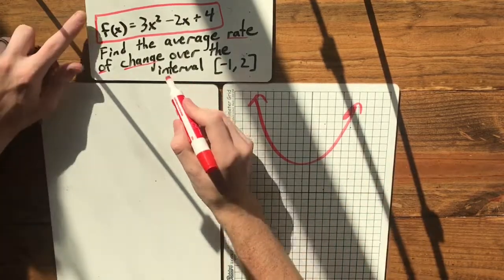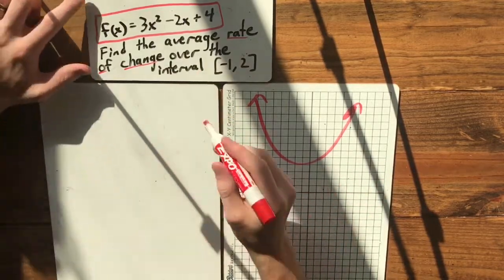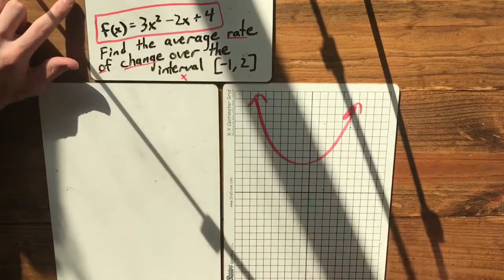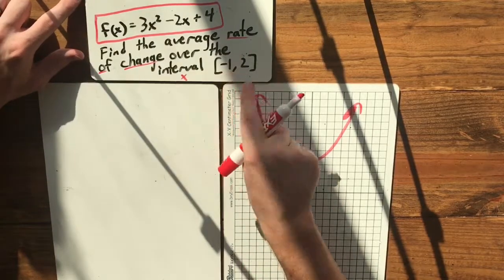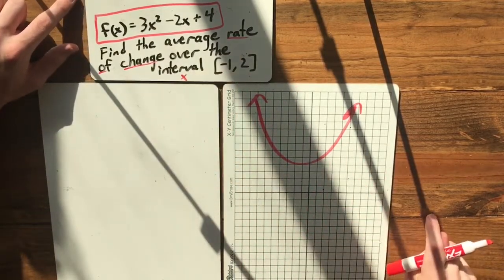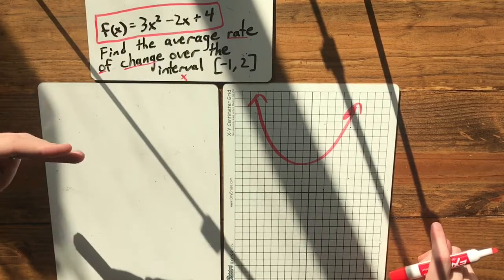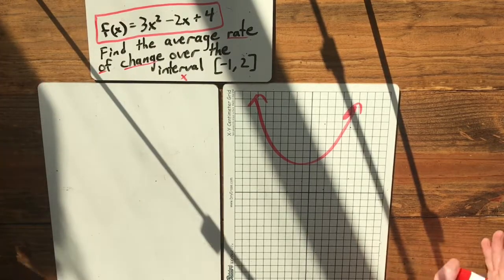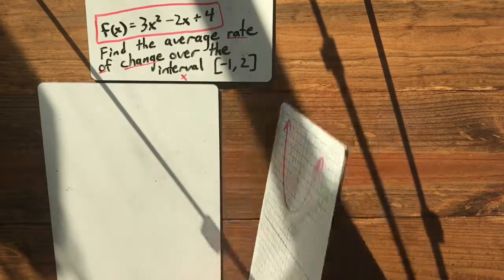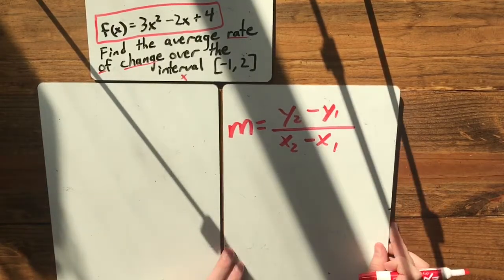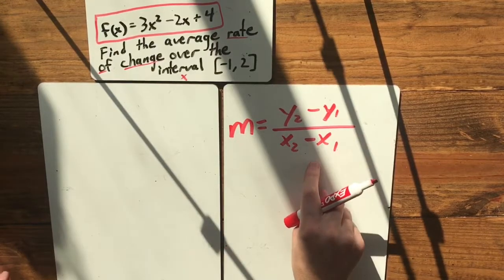So when we hear that word interval, and there's not really a lot of context with it, it's referring to our x values. When our x values are -1 and 2, well, what is the rate of change between those 2 points where the x value is -1 and the x value is 2? And we can find the rate of change between 2 points. We use our slope formula.